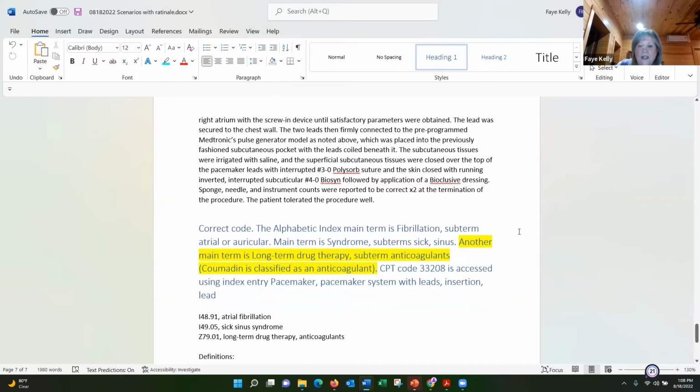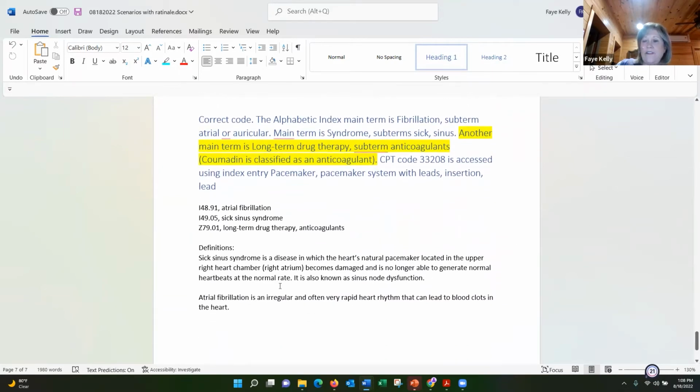Okay, let's talk about our diagnoses. I want to look at some definitions here. I want to look at the definition of Sick Sinus Syndrome, and I want to look at the definition of atrial fibrillation. Sick Sinus Syndrome is a disease in which the heart's natural pacemaker, located in the upper right chamber, also known as our right atrium, becomes damaged and is no longer able to generate normal heartbeats at a normal rate. It is also known as sinus node dysfunction. You may see that in chart documentation.